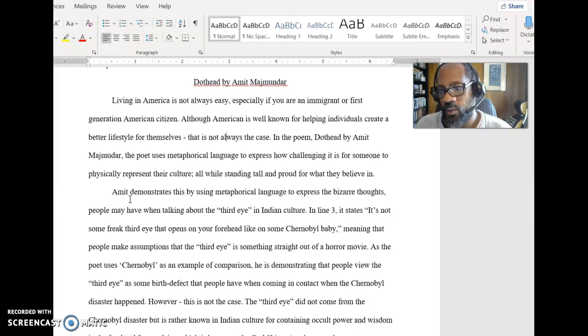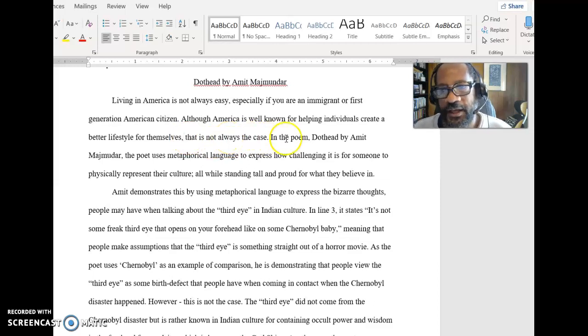Let's look at what's happening with the ideas here, the actual writing that we have. It says in here, living in America is not always easy, especially if you are an immigrant or first-generation American citizen. And again, a general statement that is leading into what we're going to be talking about in the poem, so that makes some sense. Although America is well known for helping individuals create a better lifestyle for themselves, that is not always the case. Probably a comma there would make more sense.